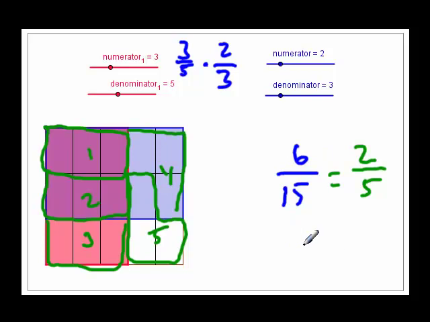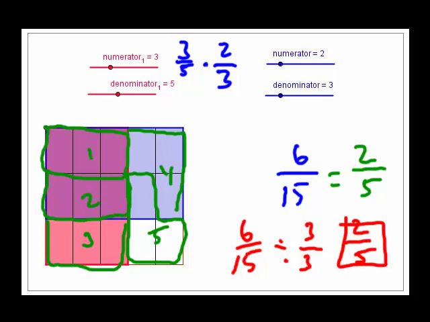Let's try that with our magic 1. 6/15 divided by, how do we turn 6 into 2? We would have to divide by 3. 6 divided by 3 equals 2. 15 divided by 3 equals 5. 2/5 is our answer.